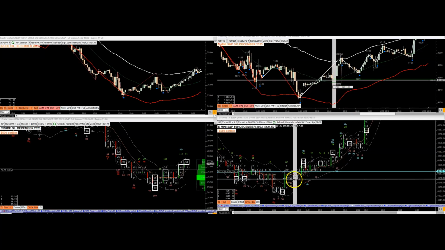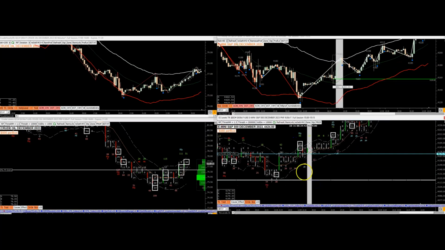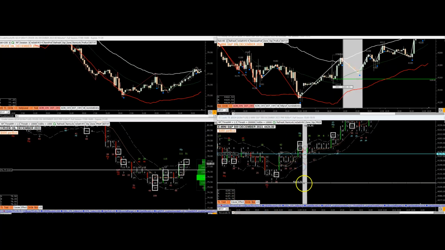So what we see here is that when considering this accumulation right here, right?